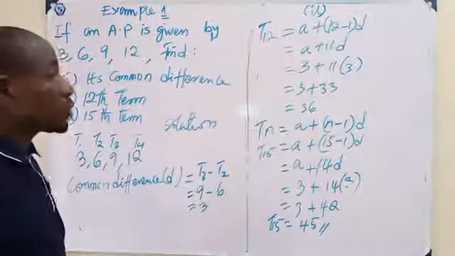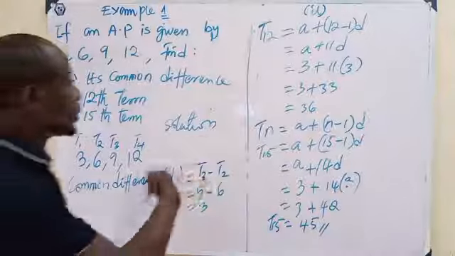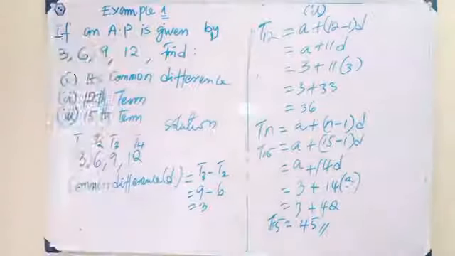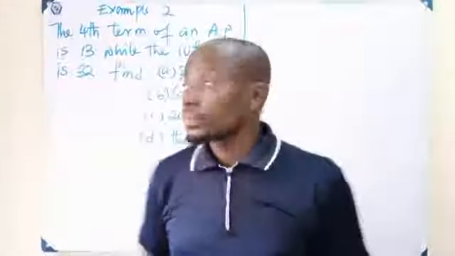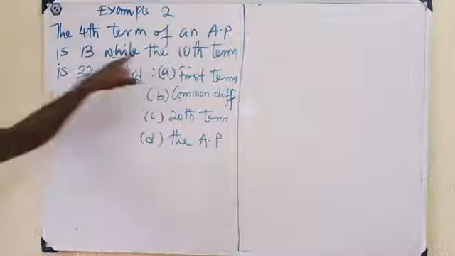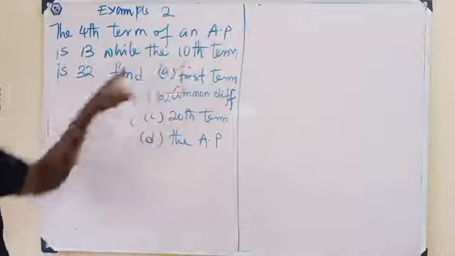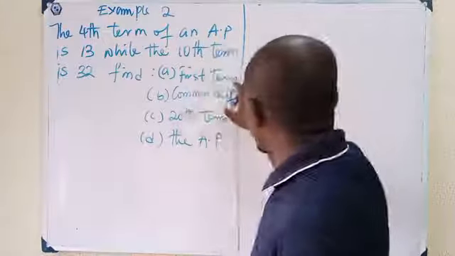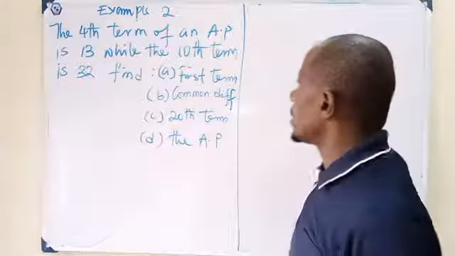Alright, so we are still going to solve the next one. So I hope there is nothing too difficult here. So let's look at the second one. Alright, this is our second example that we are going to look at today. Now, I want you to get something clear here. They said that the fourth term of an AP is 13, while the 10th term is 32, right? Find the first term, the common difference, the 20th term, and the AP. That means the sequence. Alright?